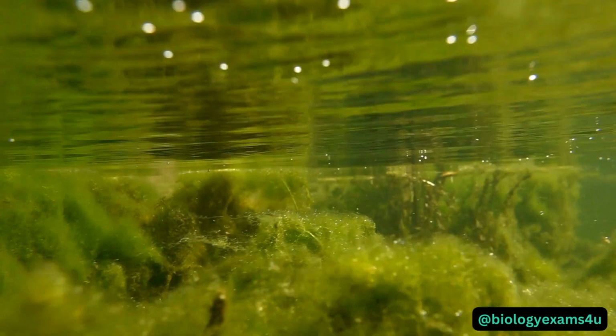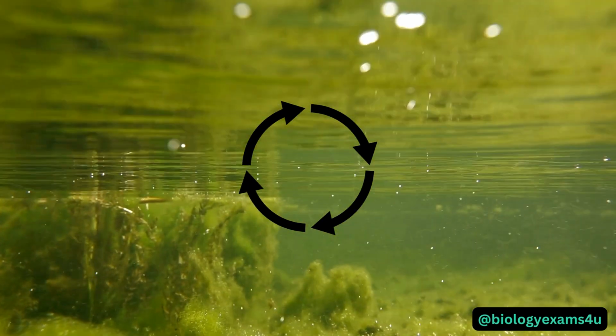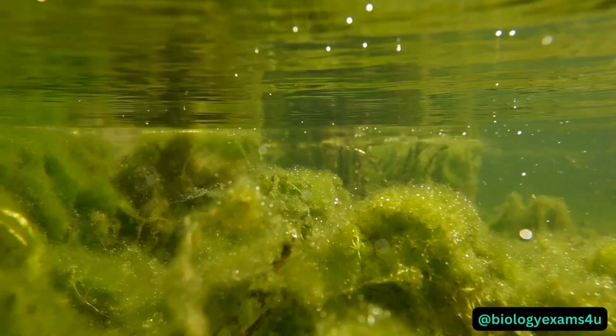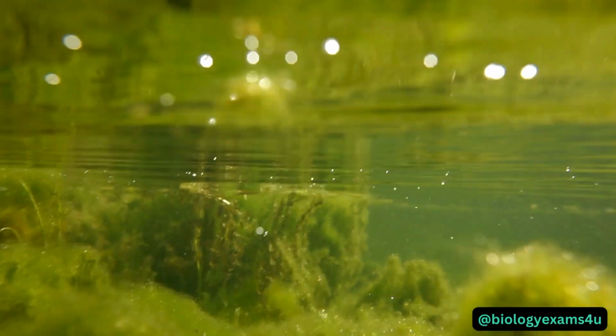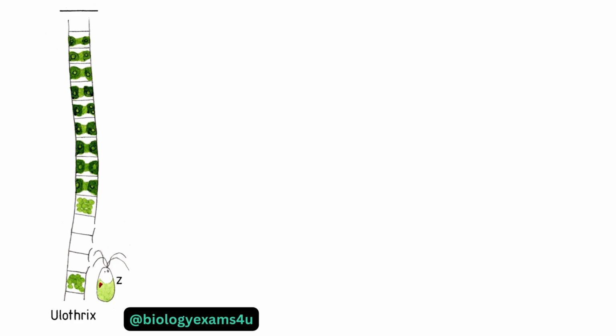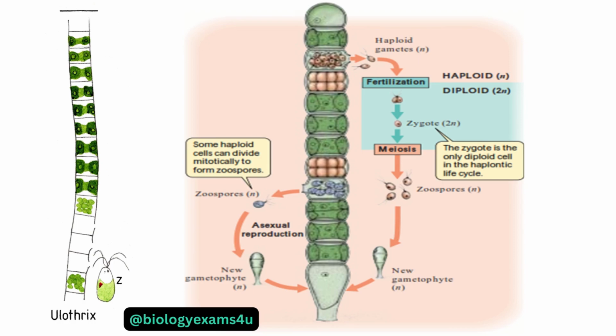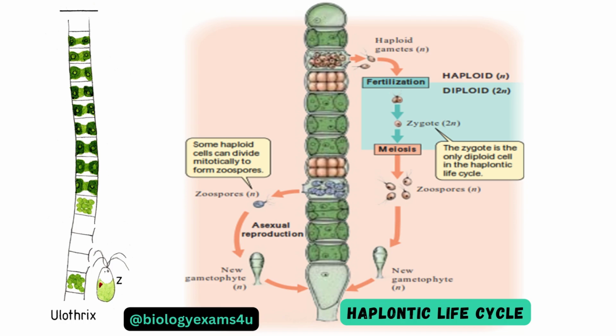Algae exhibit different types of life cycle. So we'll be looking into some typical types of life cycle with examples, starting with the haplontic life cycle, as you see in the case of Ulothrix. This is a filamentous algae. One of the cells produces gametes. Haploid gametes are formed. Here the plant body is haploid, filamentous algae.